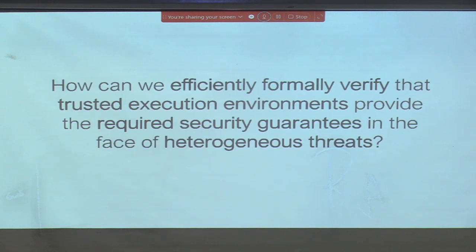So the central question that our work has been trying to address is how do we efficiently formally verify that these trusted execution environments provide the required security guarantees in the face of these kinds of heterogeneous hardware-software threats. Okay? And so in my talk, I'm going to touch upon all the bolded phrases, the 4 bolded phrases that I have in this question.